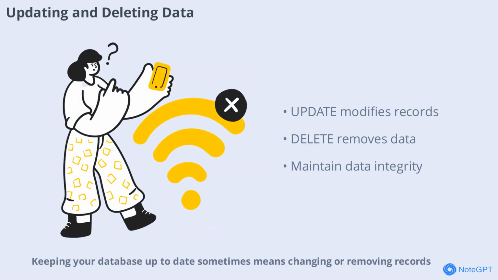Keeping your database up to date sometimes means changing or removing records. SQL provides UPDATE and DELETE commands for these tasks. Update lets you modify existing data, such as changing a customer's phone number. Delete removes records you no longer need. Using these commands carefully helps maintain data integrity and ensures your database reflects the latest information. In the next scene, we'll discuss the importance of data integrity and how to enforce it.